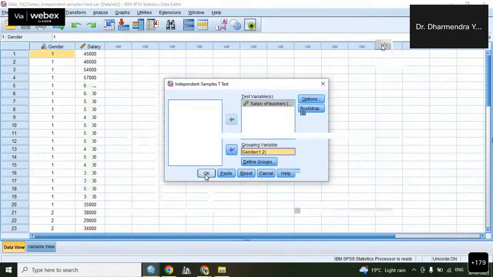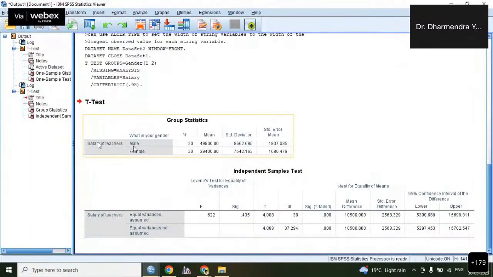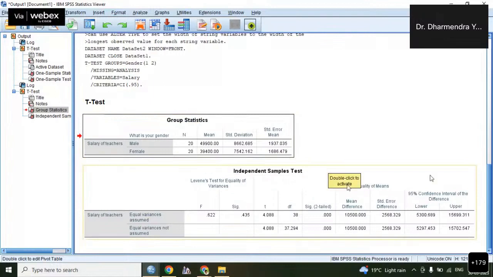So with this, we have this output. Group statistics, male and female, 20 and 20. Great. So the salary of male teachers is 49,900. Okay. This is our sample mean. And what is the female group? 39,400. Okay. So this is our sample value. Now we will check whether it is significantly different or not.